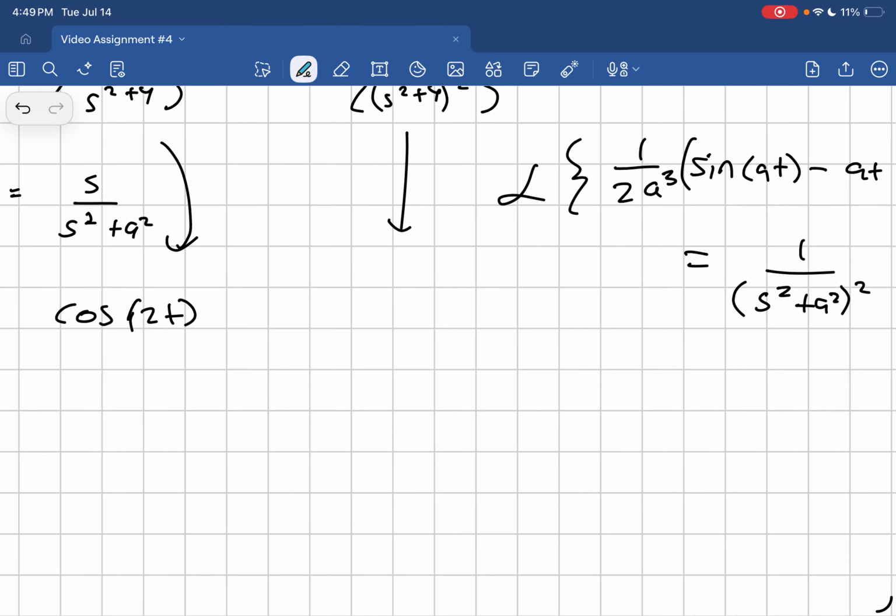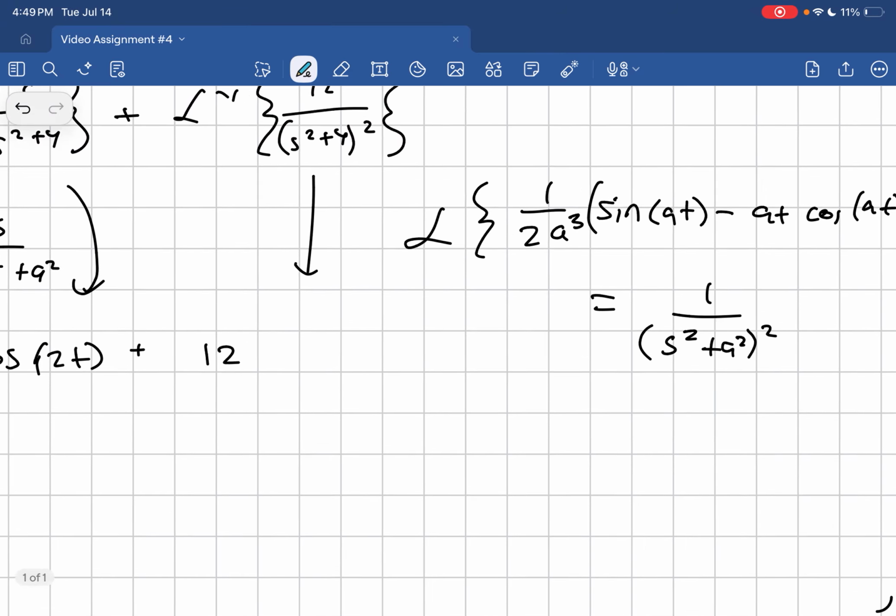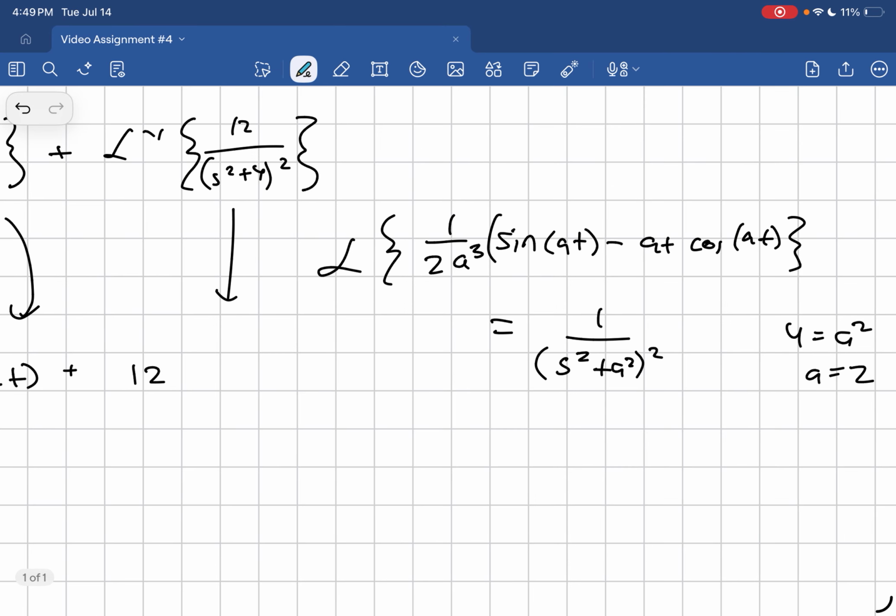So given that, we can rewrite that as 12, because we can just bring out the 12, times 1 over 2A cubed, which is 1 over 2 times 2 cubed, times sine of At, our A is again 2, minus At, which is 2t, cosine of 2t.